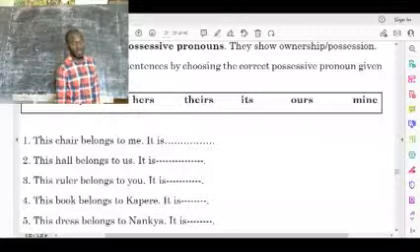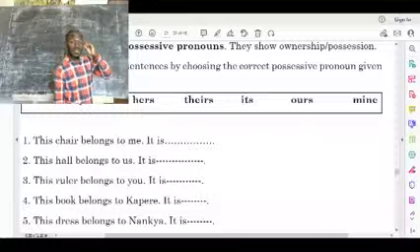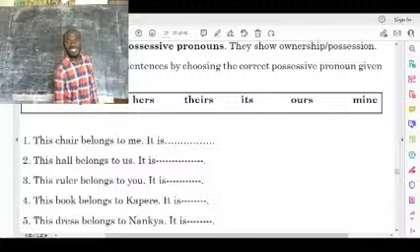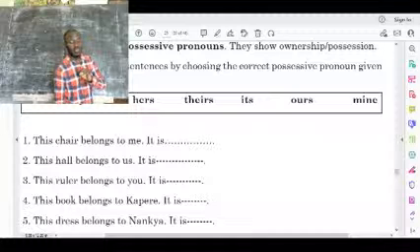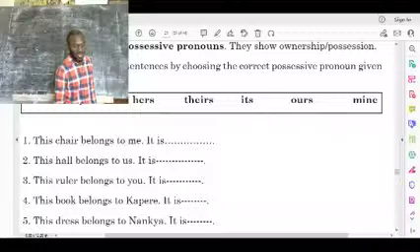For instance, we have sentence number one that reads: this chair belongs to me. You see, this chair belongs to me. So it is. So I would like you to use the suitable possessive pronoun from the above table and see what we have.